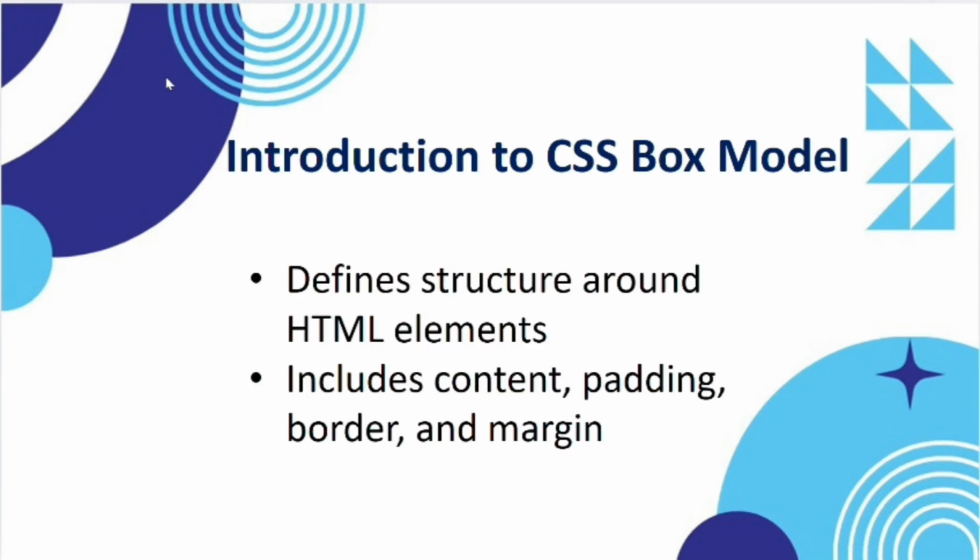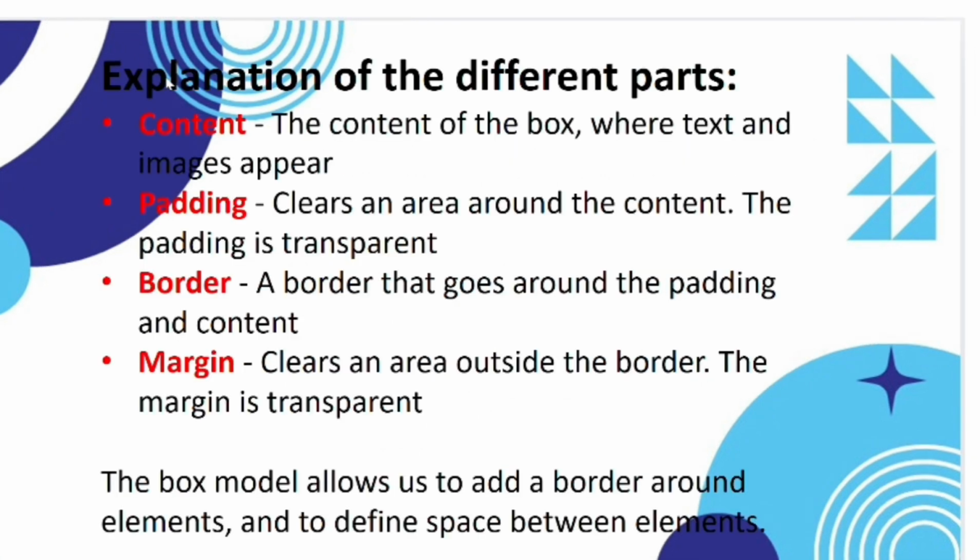Let's start with the heart of layout design, which is box model. Every HTML element is essentially a box. The CSS box model defines how this box behaves in terms of spacing and boundary. It consists of four main areas. One is content, another one is padding, another one is border, and another one is margin.